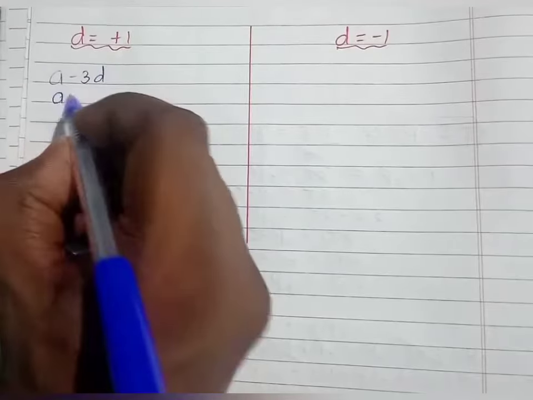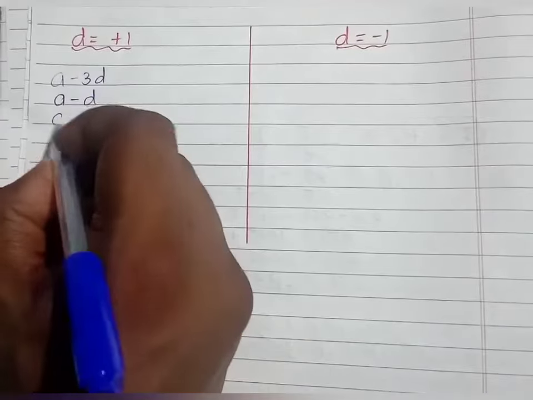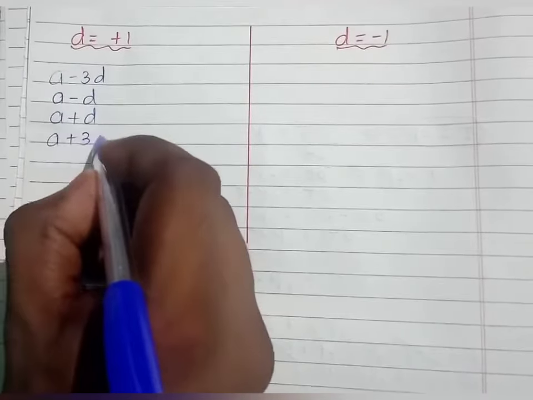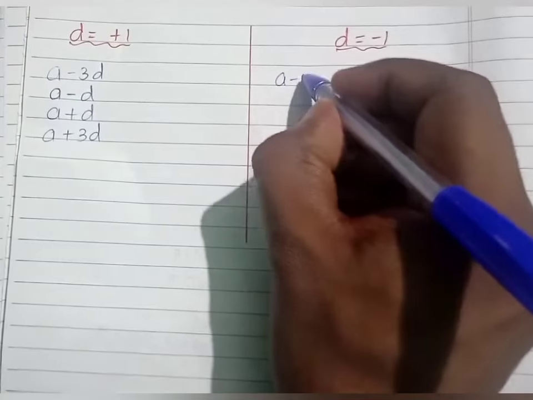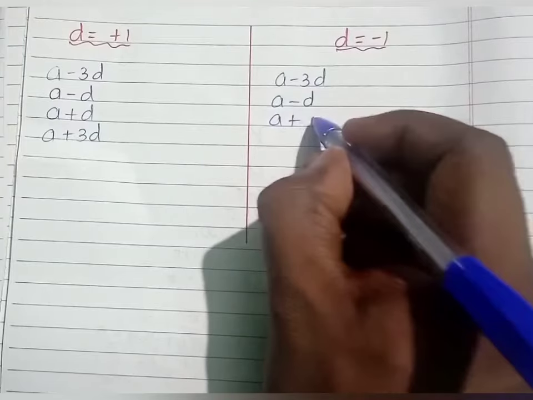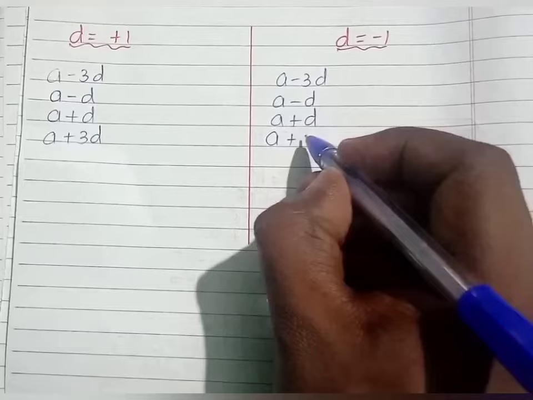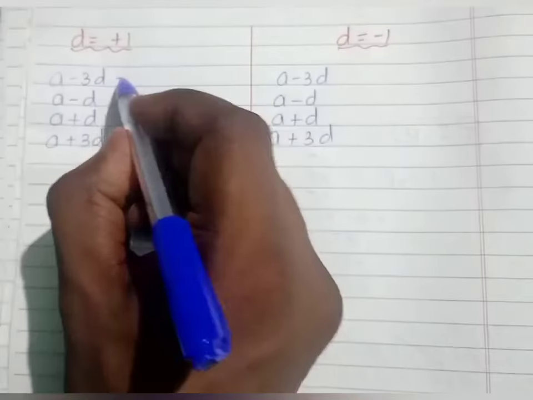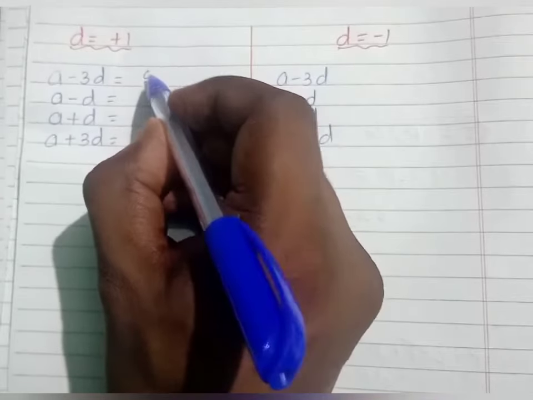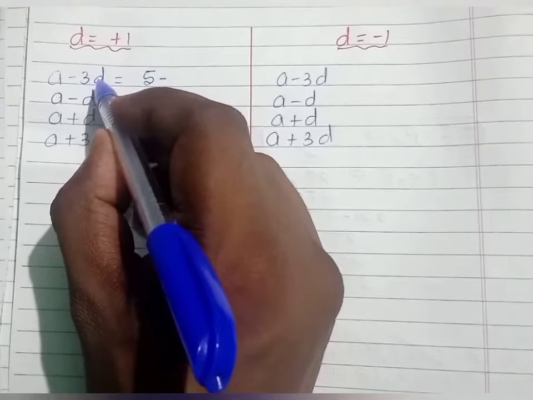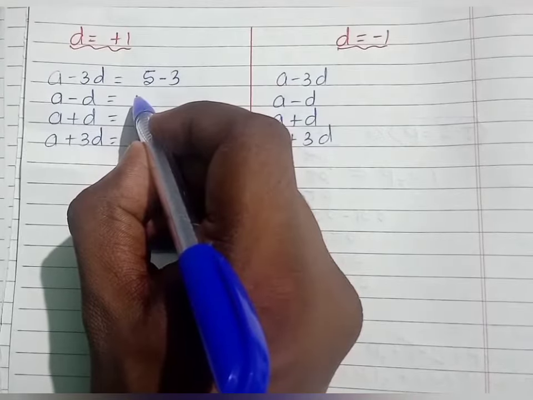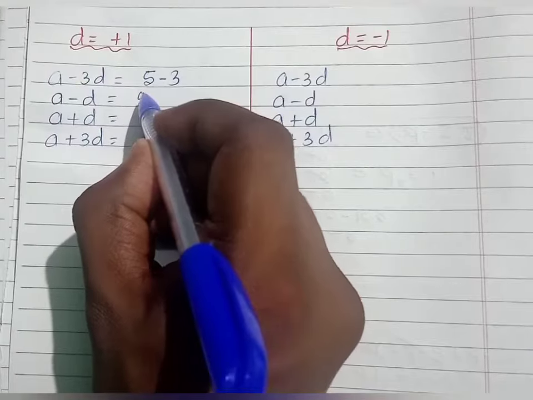So the assumed terms are a minus 3d, a minus d, a plus d, then a plus 3d. Now substitute the value of a and d. Case 1, plus 1: a is 5, then substitute the value of d. So 3 ones are 3. So 5 minus d value is 1.